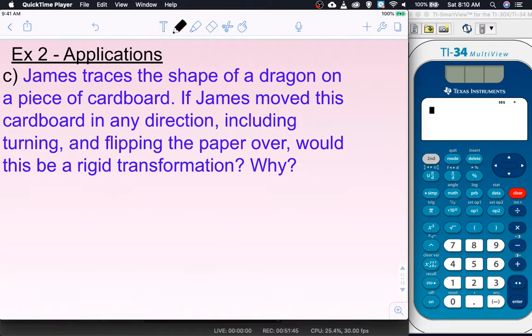Letter C. James traces the shape of a dragon on a piece of cardboard. If James moved this cardboard in any direction, including turning, flipping the paper over, and so on, would this be a rigid transformation? Why or why not? Go ahead and pause the video, think about it. When you're ready to continue, hit play, and we'll go through it together. Okay, so this would be a rigid transformation.